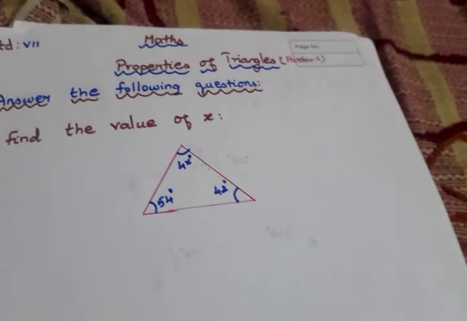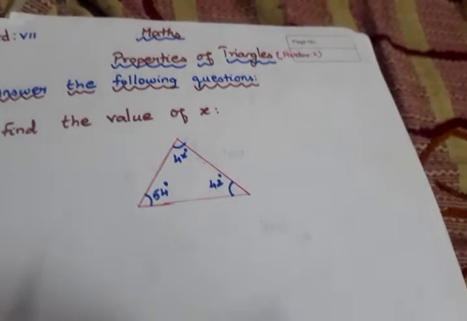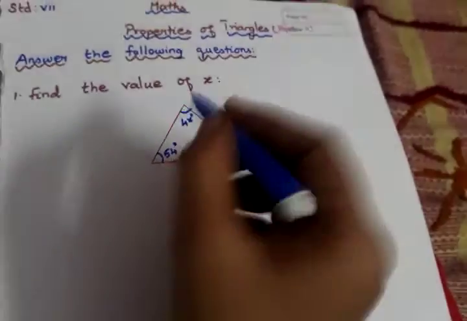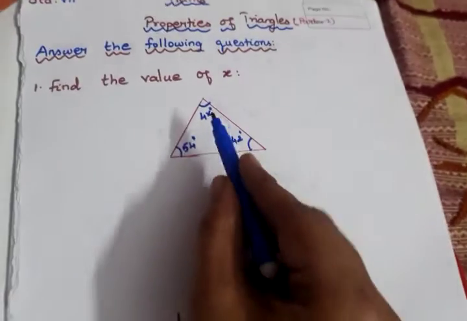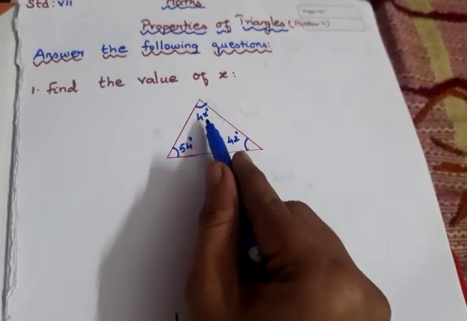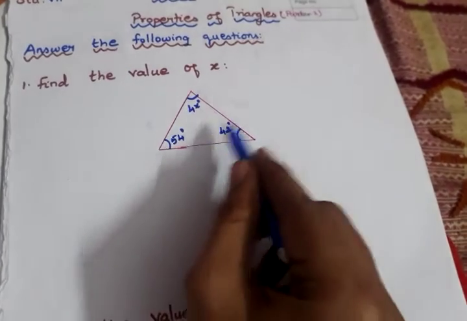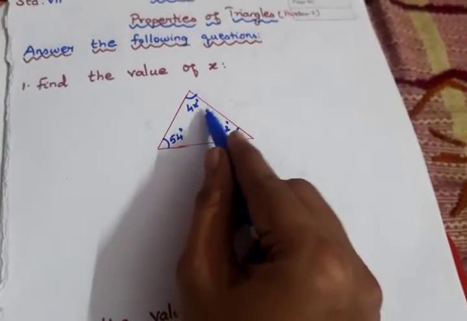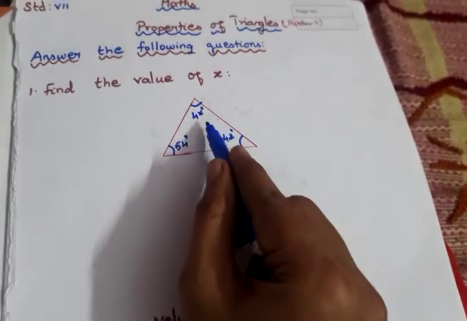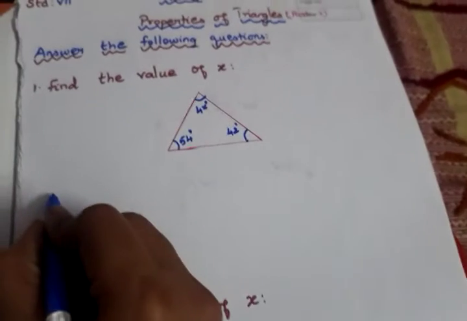Find the value of x. A triangle has angles 4x degrees, 54 degrees and 42 degrees. Find the value of x. Okay. So, solutions.